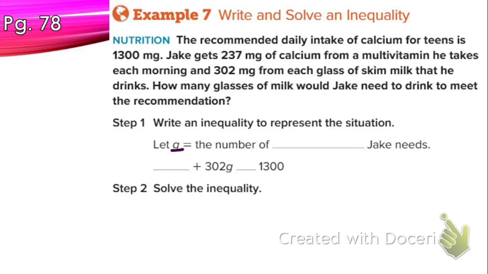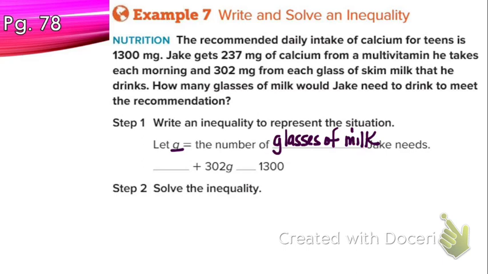So what do you think G is going to represent? What does G represent? Yep, glasses of milk. Good. And how many milligrams of calcium does he get from his vitamin every day? 237. So we got 237.